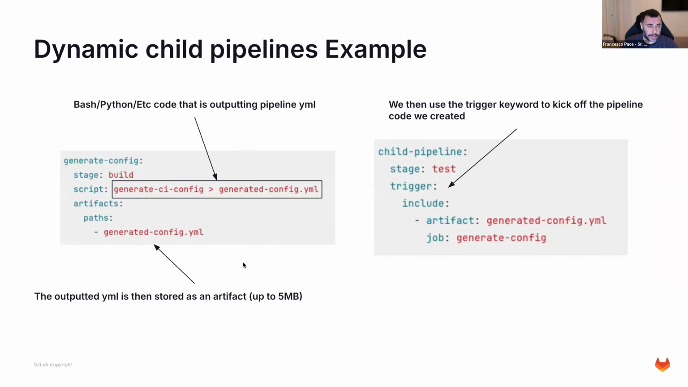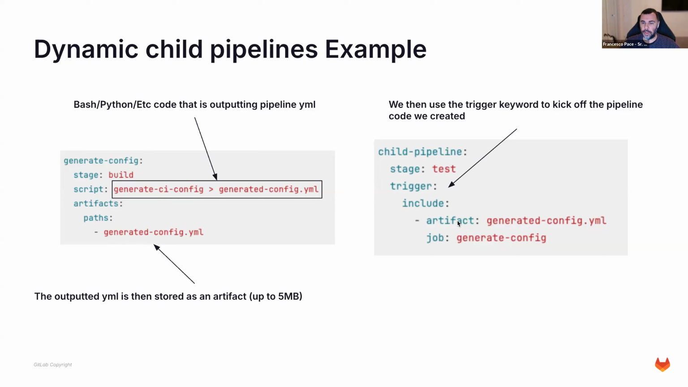So this is what we will create. We will create a job with a script, the generate CI config script, whose output will be stored in a file, the generate config YAML file, and this file will be stored as an artifact at the end of the job. Then, in another job, in the child pipeline, we will trigger the execution of another pipeline, this time not referencing a file, but referencing the artifact produced by the previous job using the keyword artifact.